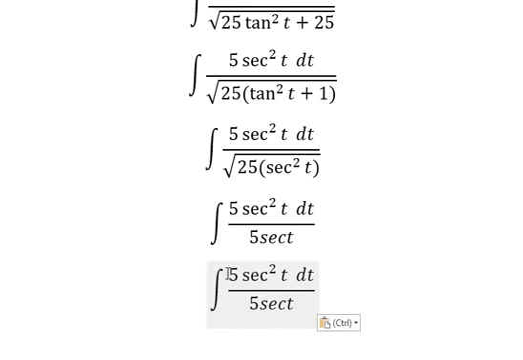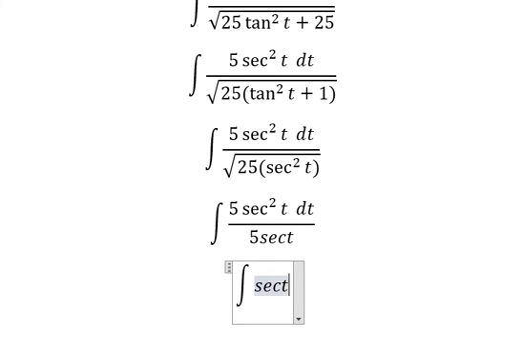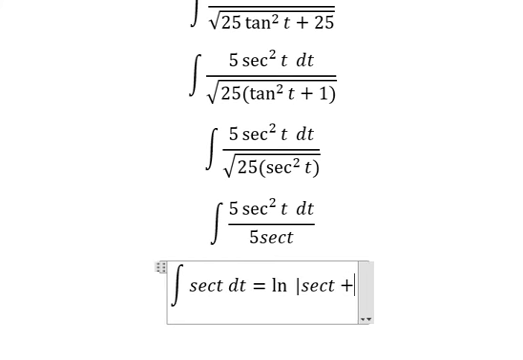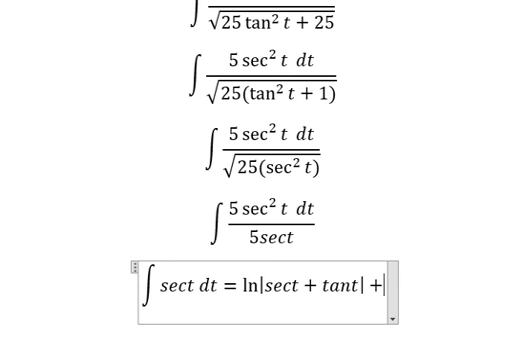Now we need to simplify 5 secant of t squared over 5 secant of t. So we have secant of t in here. The integration of this one, we have ln of the absolute value of secant of t plus tan t, and we put c.